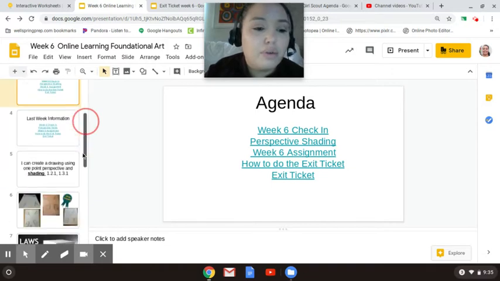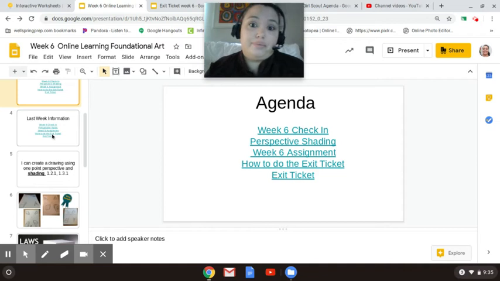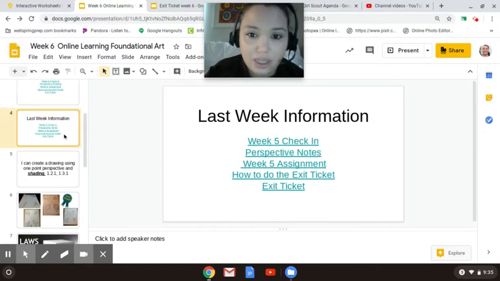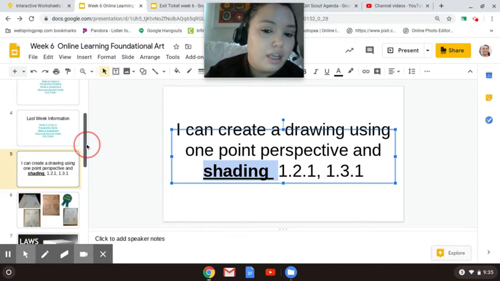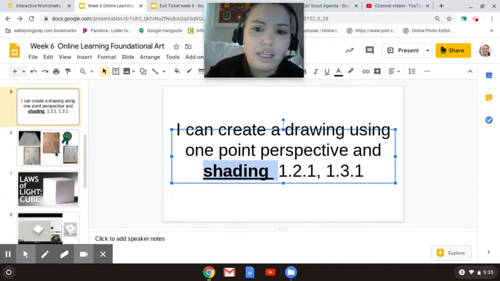Of course, if you have missed last week's information, if you look over to the left, here it says last week's information. So if you have missed it, go ahead and click on that and get yourself caught up. We are going to work on some shading. So that is our main thing today, is shading. So we're going to go over that.